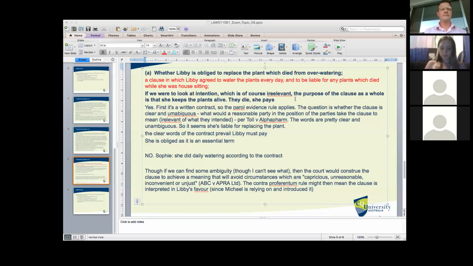Although, as you notice, Libby does put herself in a difficult situation because, on the one hand, she had to comply with part of her obligation under the contract, to water the plant each day. But as a consequence, that seemed to have killed the plant. But again, that would not have been a valid excuse for her to escape her legal obligation under the contract.